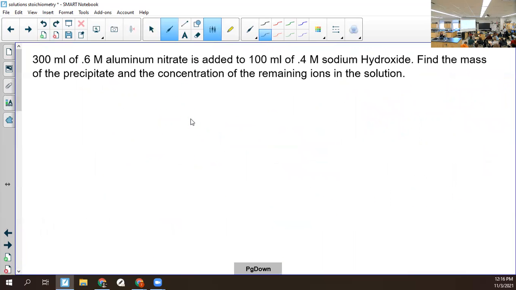Probably have one here somewhere. Ooh, here we go. So 300 milliliters. Forget that. What are you going to do right now? 0.3 liters and 0.1 liters. Let's just get that out of the way. So 0.3 liters of 0.6 molar aluminum nitrate is added to 0.1 liter of 0.4 molar sodium hydroxide. Find the mass of the precipitate and the concentration of the remaining ions in the solution.